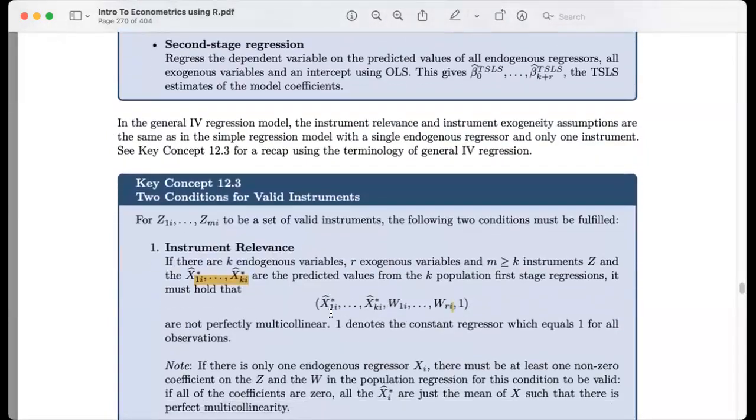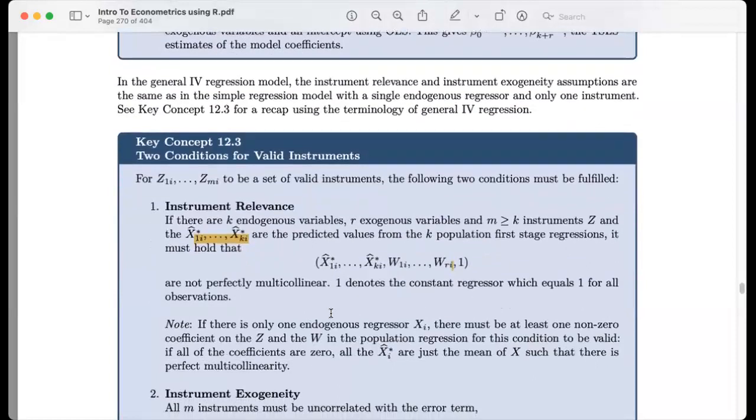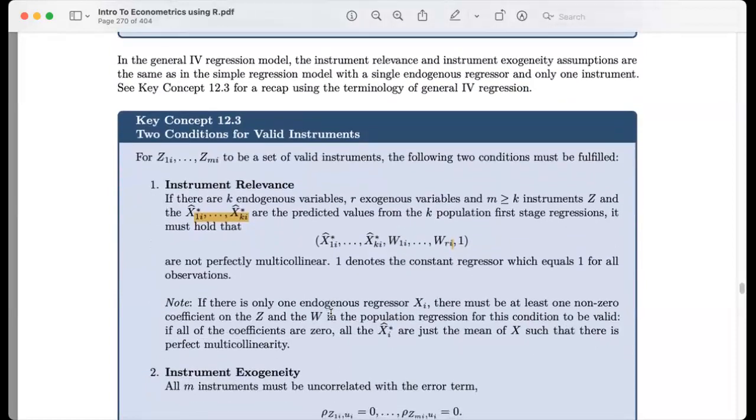So now it's going more into the conditions for a valid instrument. It's just like we see in the single regressor case, just extending that to the multiple or general regressors case, but it's all the same.